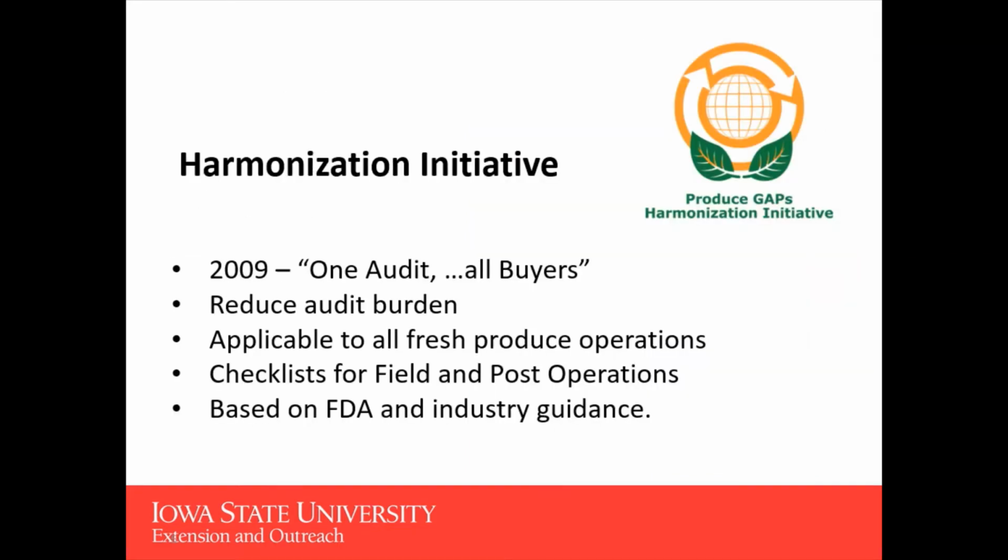Having all these different audits soon became a problem because now farms were being asked to get one type of audit for this buyer and another type of audit for that buyer. That led to the formation of the Harmonization Initiative in 2009. Their goal is to create one audit that will satisfy all buyers. They wanted to reduce the audit burden for farms while still being applicable to all fresh produce operations, no matter the size. The Harmonized Standard includes checklists for both field and post-harvest operations and is based on FDA and industry guidance.